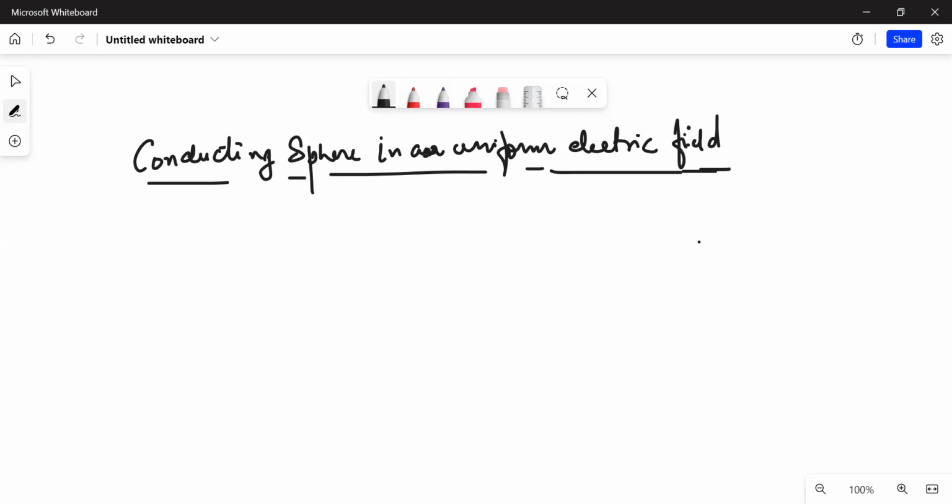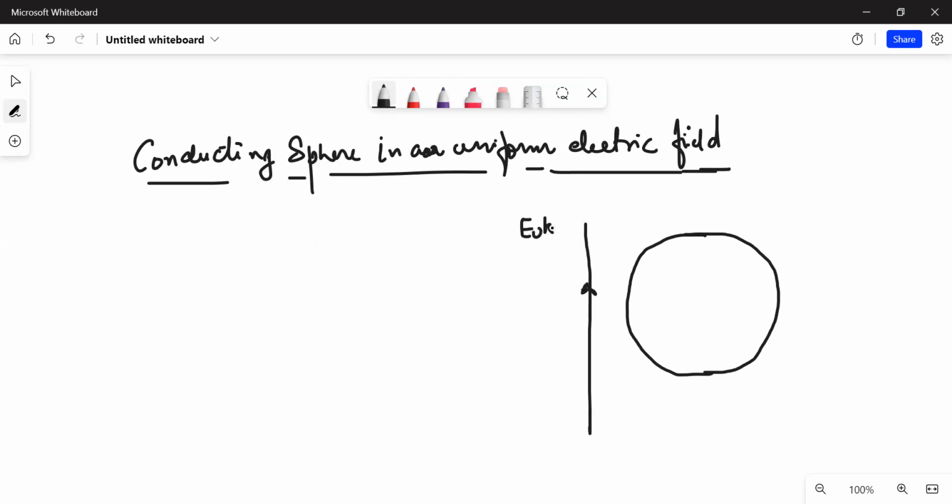Let us consider the case of a conducting sphere. I took a conducting sphere and placed it in an external electric field, E naught k cap. We wanted to find what the potential is in general outside the sphere.